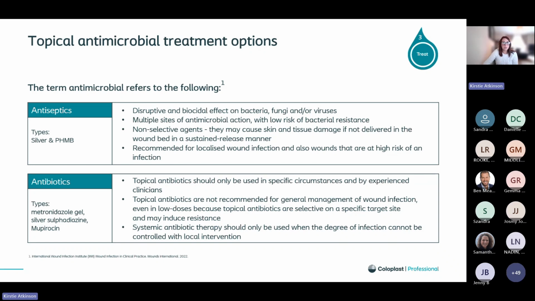However, they are non-selective and certain products can cause skin and tissue damage if they're not delivered to the wound bed in a sustained release manner. So if they just dump the antimicrobial agent into the wound, it can have an effect on the wound, and they're recommended for localized wound infection.